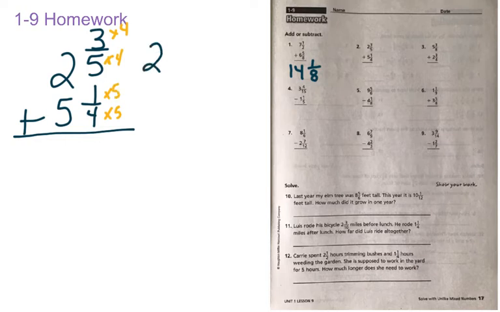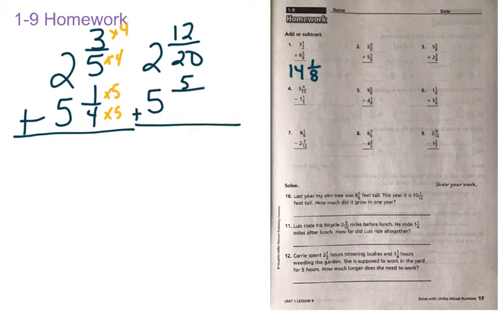Bring over your whole number. 3 times 4 is equal to 12, and 5 times 4 is equal to 20. Bring over your whole number again, and we have 5 times 1 is equal to 5, and 5 times 4 is equal to 20. Now we have a common denominator, so we can simply add: 12 plus 5 is equal to 17, and our denominator stays the same, so 17/20. This is not an improper fraction, so you're good to go there. And 5 plus 2 is equal to 7, so your answer is 7 17/20.